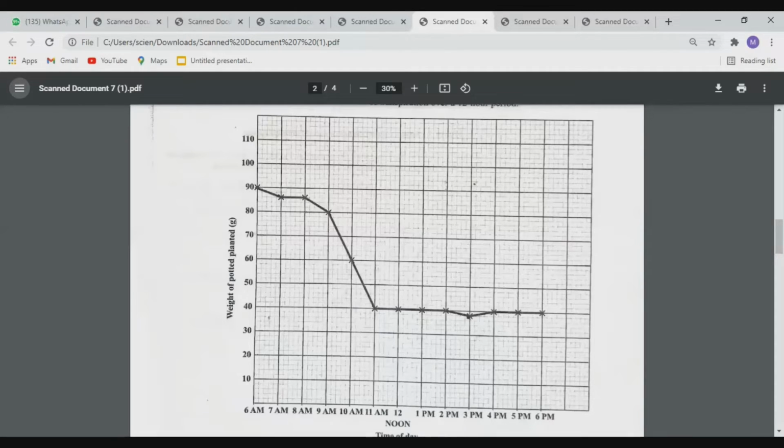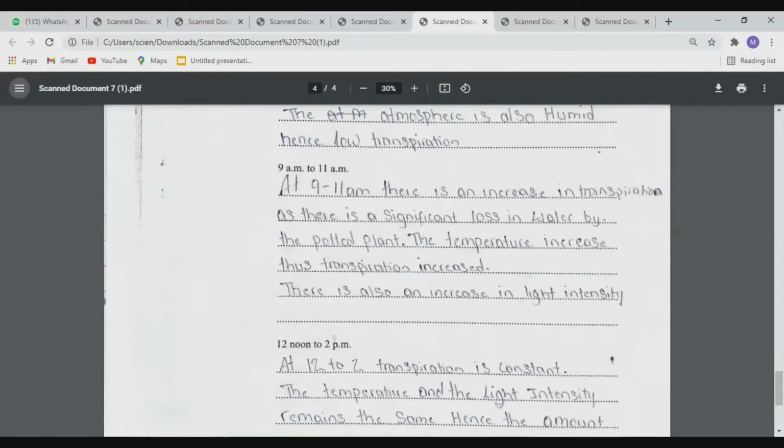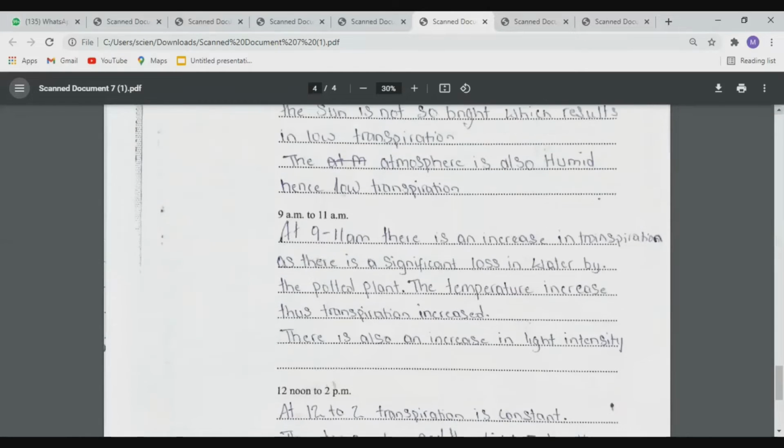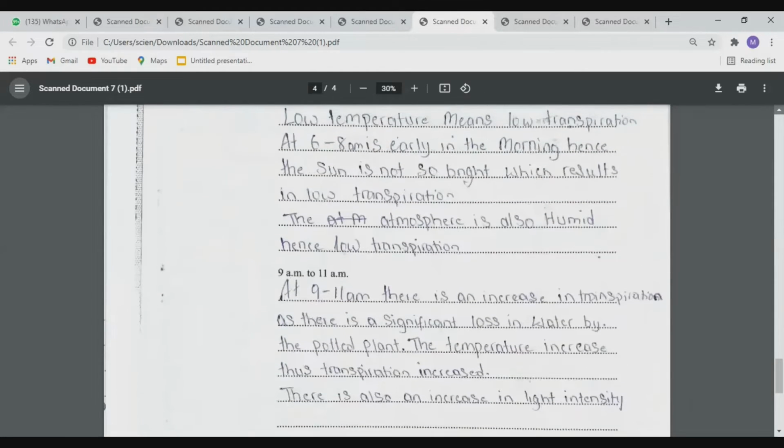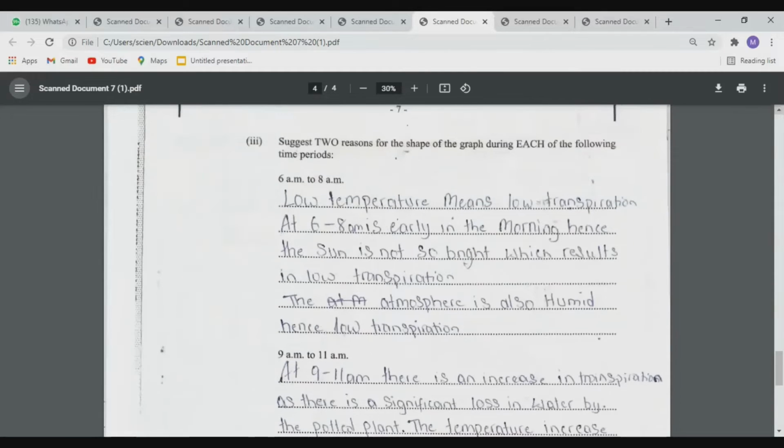And then the next one is from 12 noon to 2 p.m. From 12 noon to 2, you realize that it's constant. Look at it, it's constant. So at this point now, transpiration is constant, as I said. The temperature and the light intensity remain the same, hence the amount of water lost is equal, all right? If you're worried about what I'm saying and not being able to make a note of it, it's already here on the screen. So all you have to do is pause the video and get it.